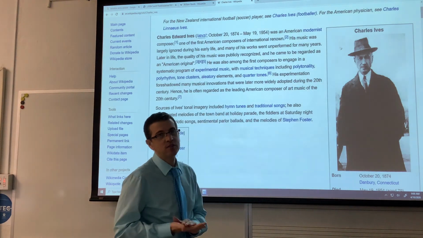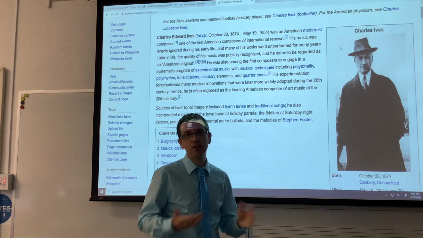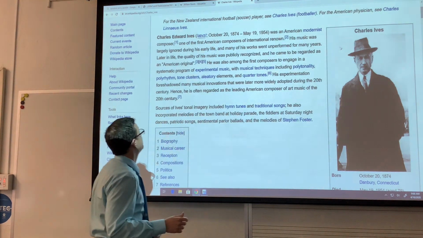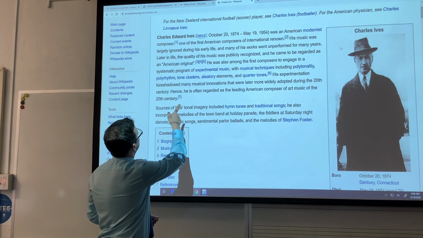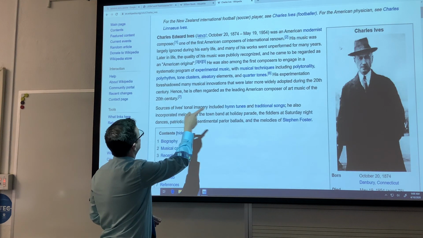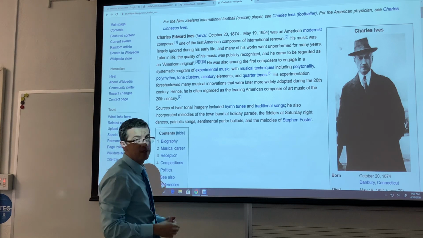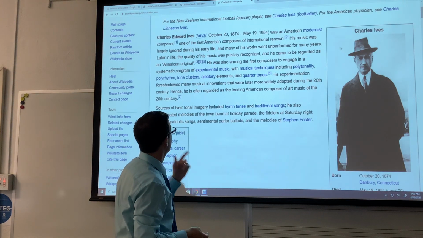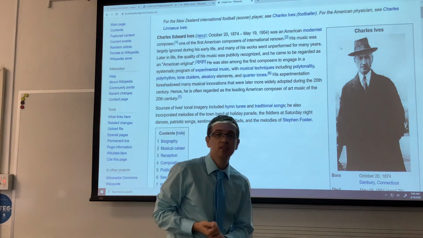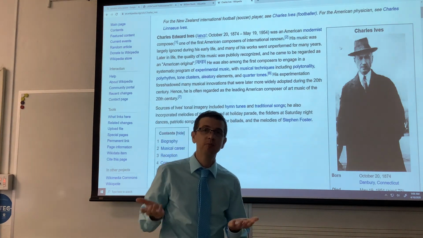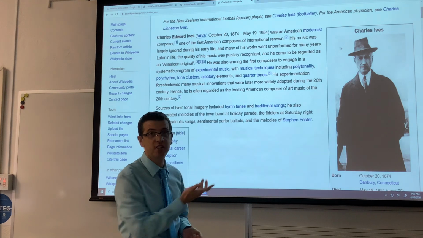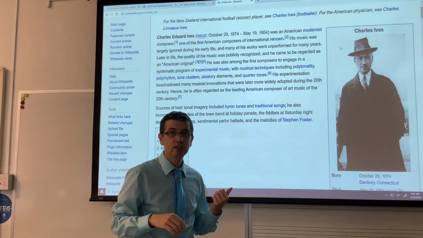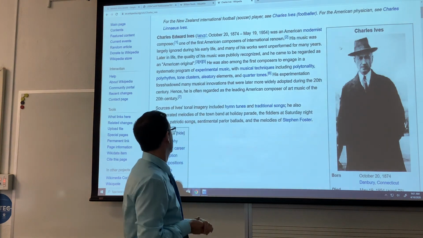Now, one of the things that Ives wrote is a very large collection of songs, and there are a couple of things I'm going to point out to you. He did experimental music with things like polytonality, polyrhythm, tone clusters, aleatory elements, and quarter tones. So we've already been looking at composers that did things like this, right? Stravinsky and Bartók like to use polytonality, polyrhythms, polymeter, that kind of thing.